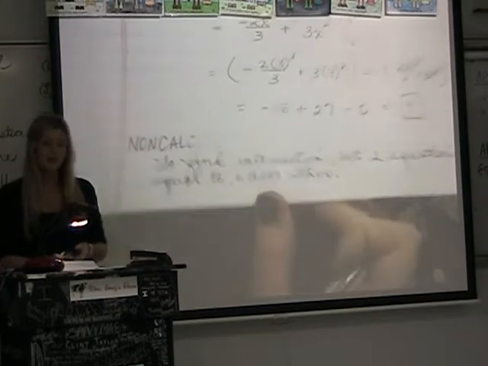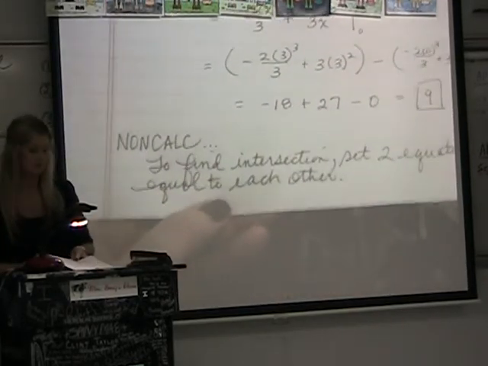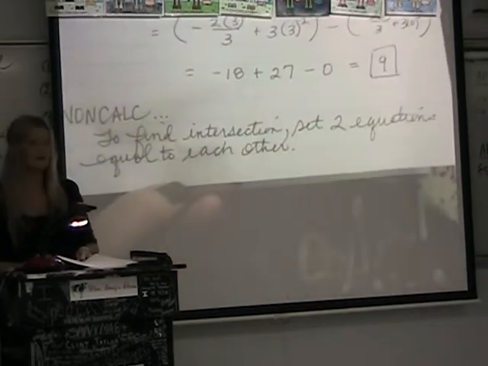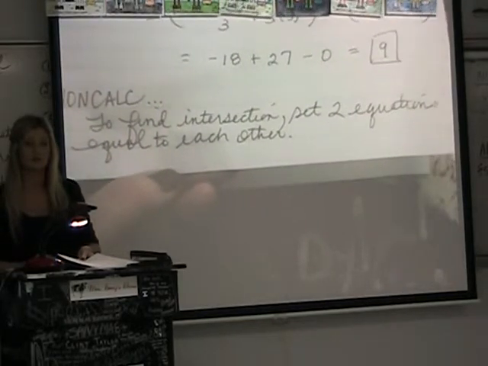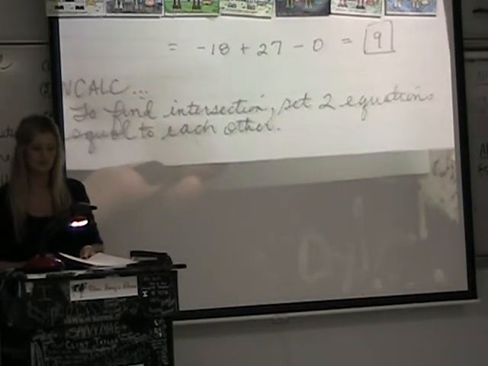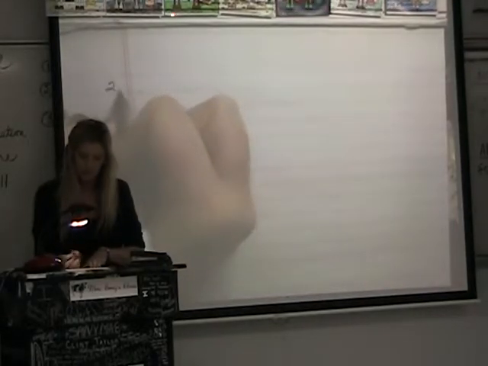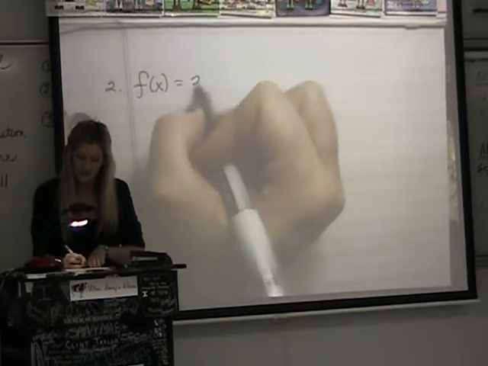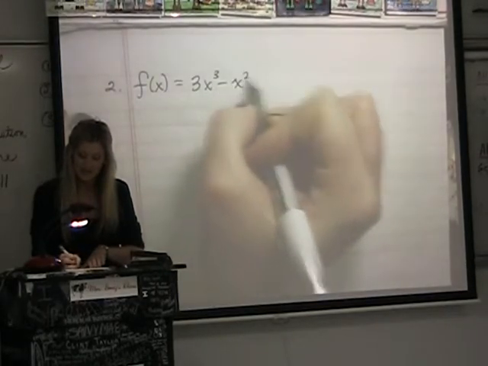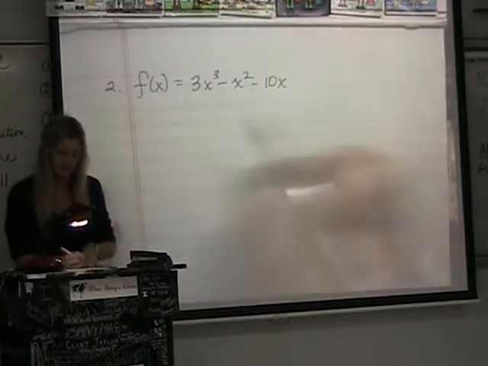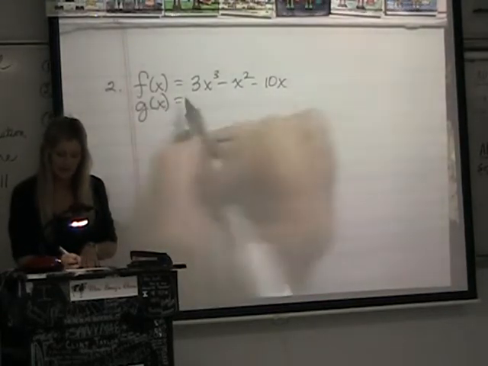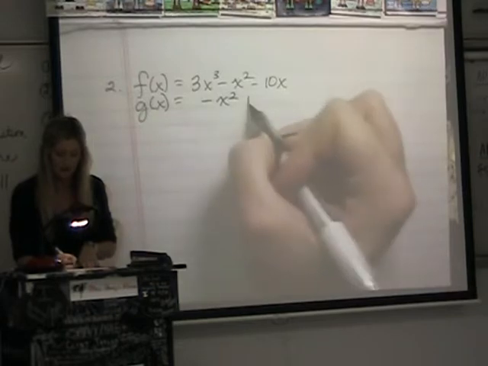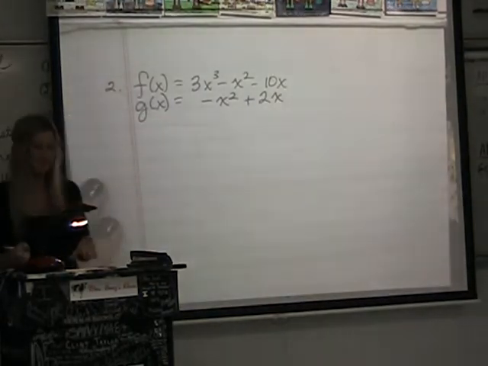All right, let's try another example. Anybody still writing before I flip the page? All right, number 2 is, I'm going to give you the two equations. f of x equals 3x cubed minus x squared minus 10x. And g of x is going to be negative x squared plus 2x.